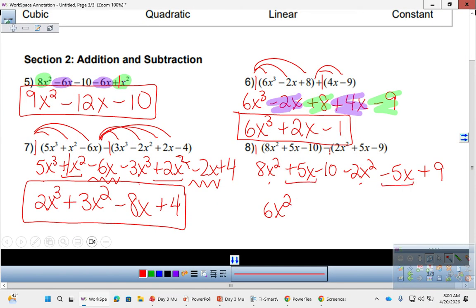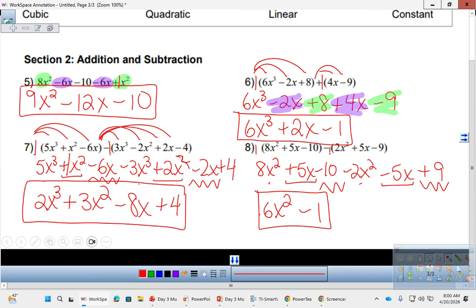5x and negative 5x is 0x. I'm not going to write that. It's not a term, so you don't need to write 0x. Negative 10 and positive 9 is negative 1. This is a quadratic binomial. At this point, this is what you should know.